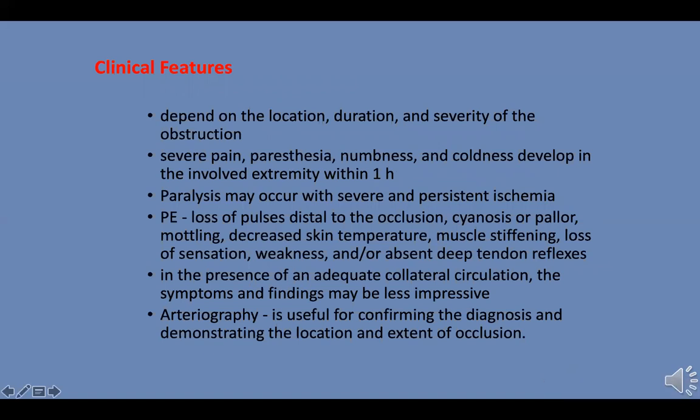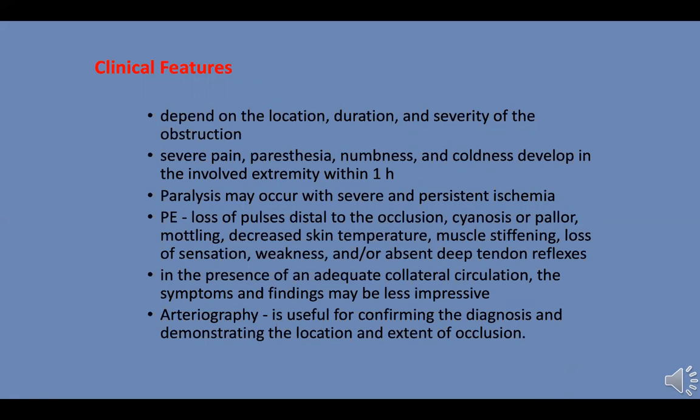The clinical features of acute limb ischemia depend on the location, duration, and severity of the obstruction. Severe pain, paresthesia, numbness, and coldness can develop in the involved extremity within 1 hour. Paralysis may occur with severe and persistent ischemia.